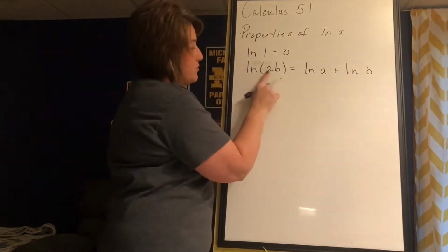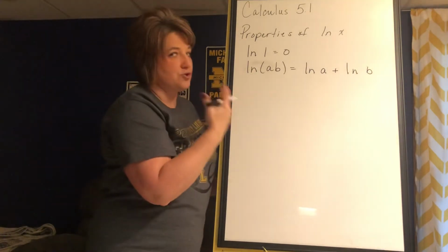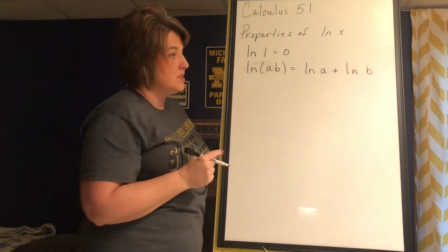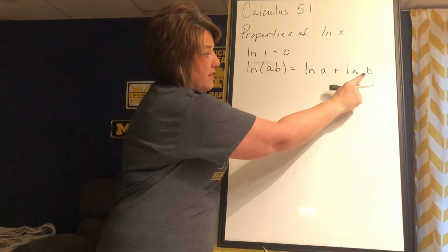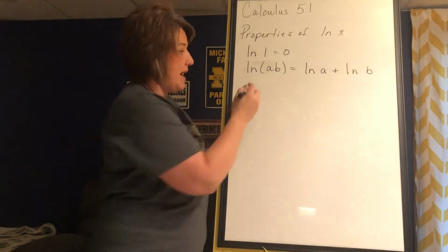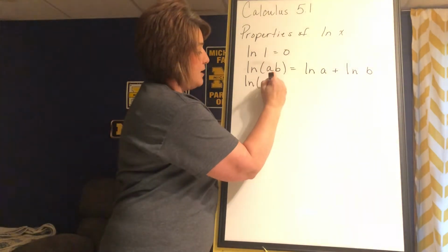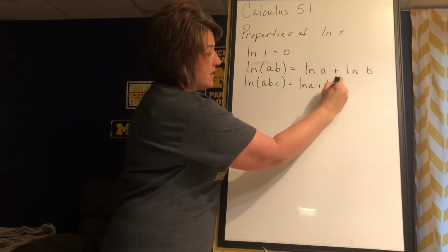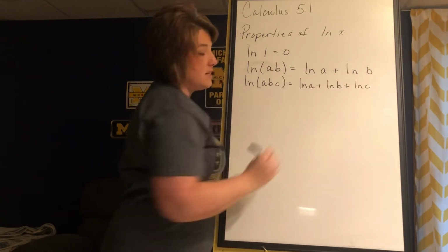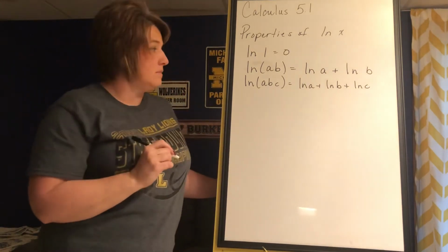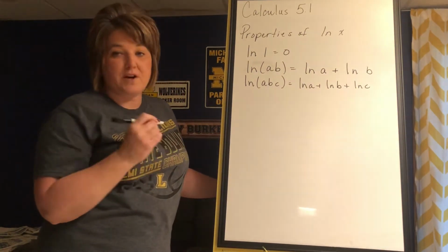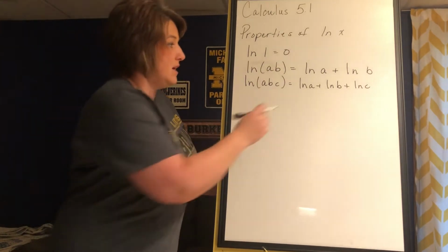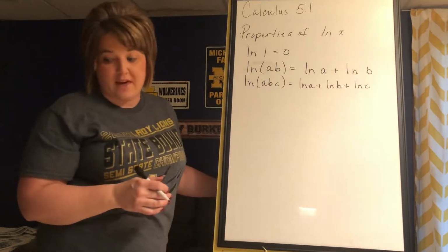And you have to give both of these, I don't want to say that you're distributing it, but you're kind of distributing the ln to both of these variables. So we have the ln of a plus the ln of b. And if I had ln of abc, then I can expand that to the ln of a plus the ln of b plus the ln of c. Doesn't matter how many terms you have in there, or variables. You can have as many as you want, and just keep adding them if they're all multiplied together.